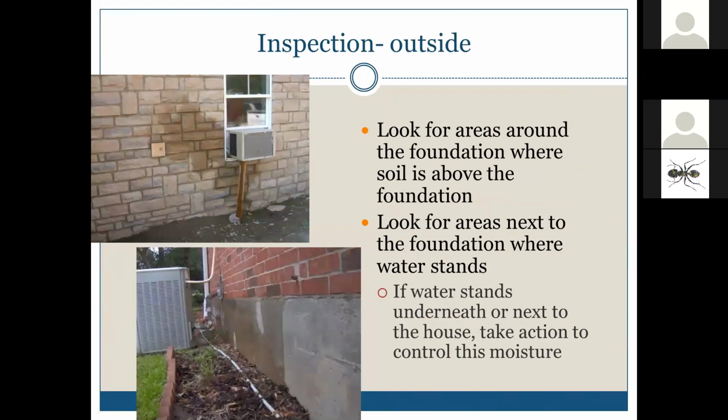Other areas, you want to look for moisture sources. So if you have AC units, whether they are wall units like you see here, or window units, or it's something that is away from the house, if they are leaking, then that can allow that moisture to build up and draw in termites.